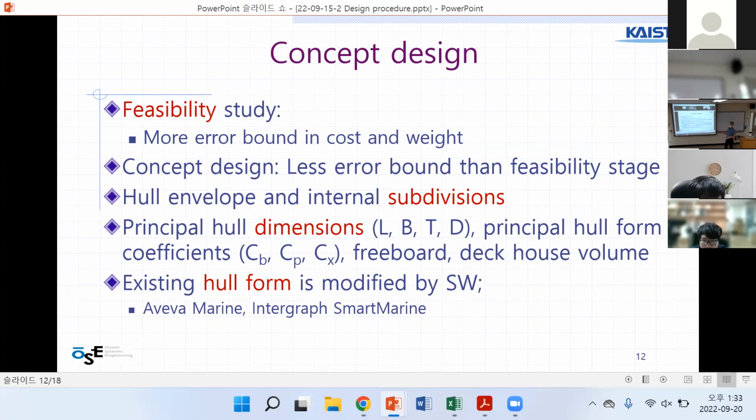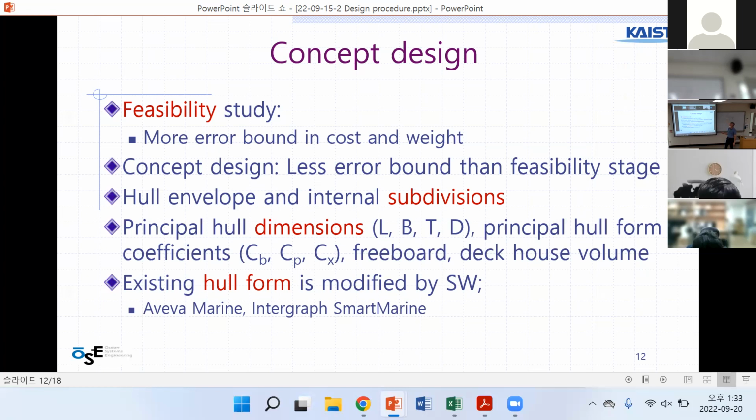Feasibility study is at a little earlier stage than concept design. Then you know that the error bound is bigger because of the rough design, in terms of cost and weight bound.